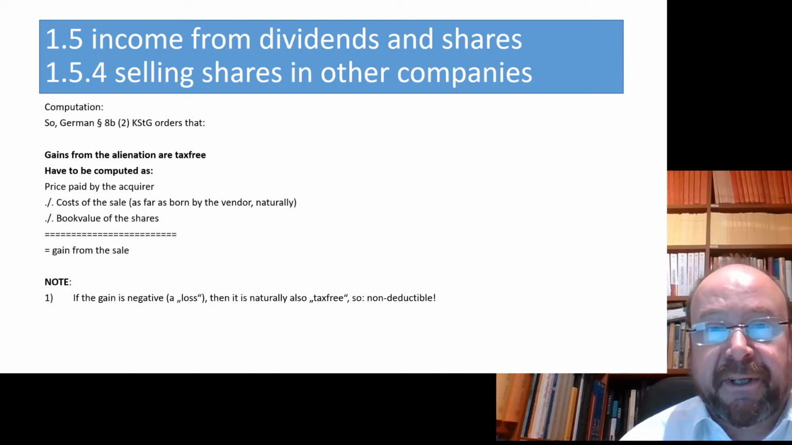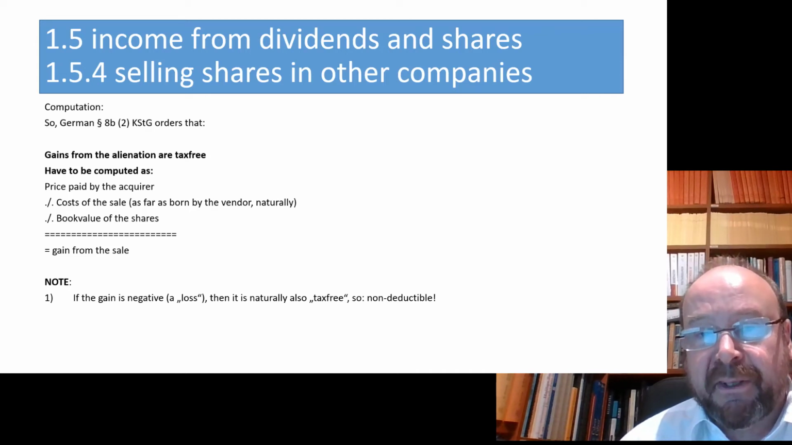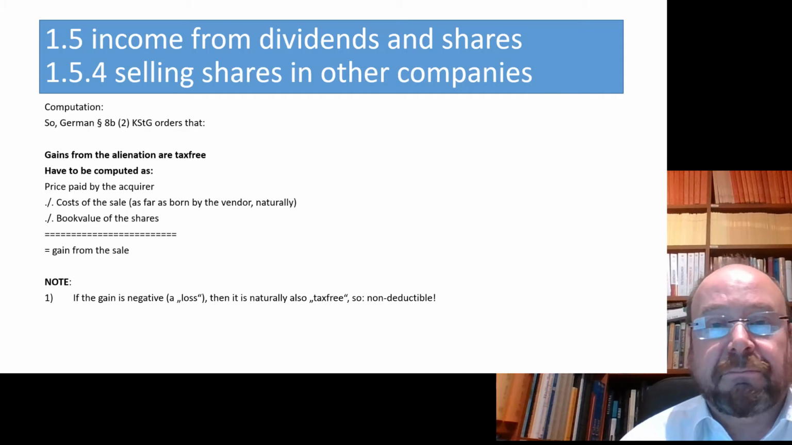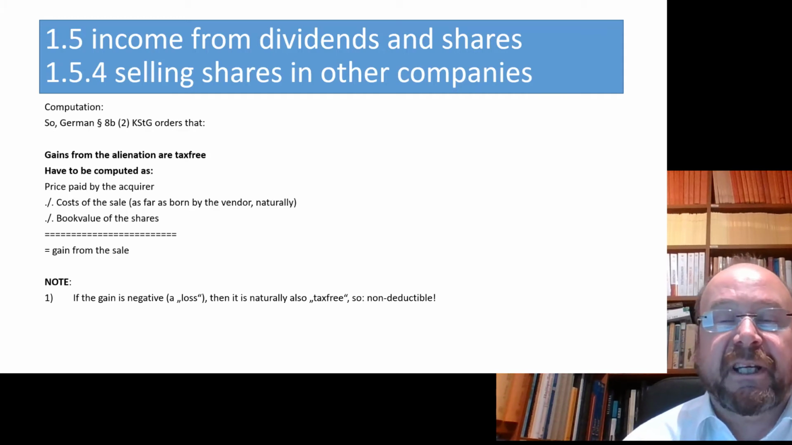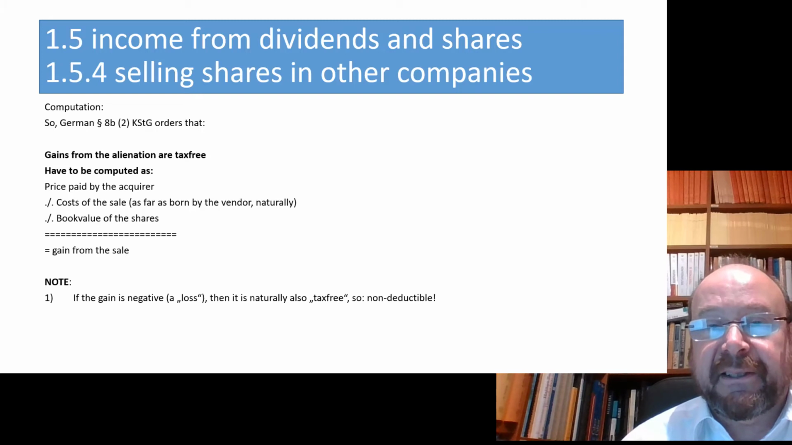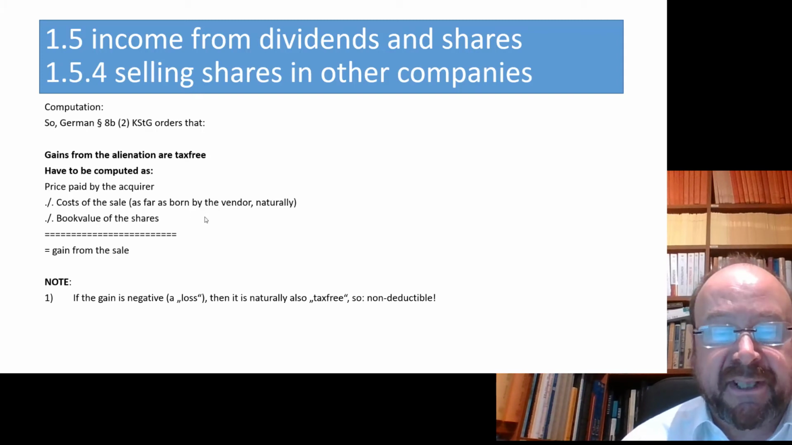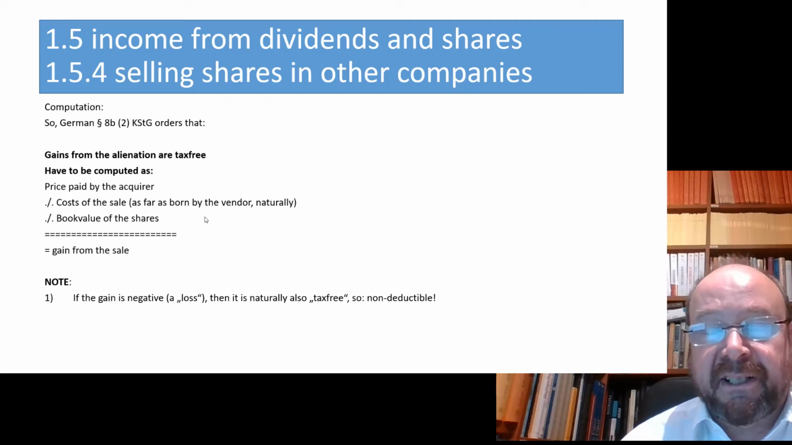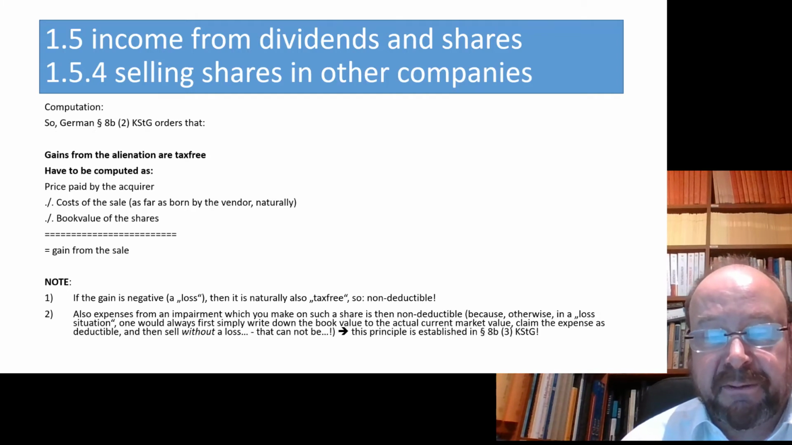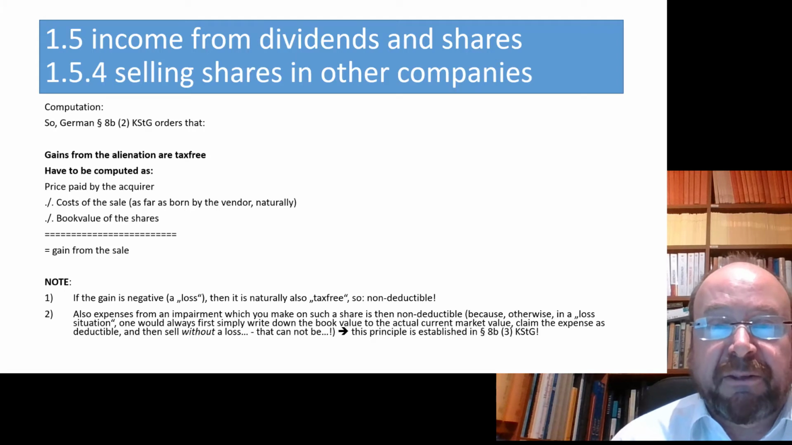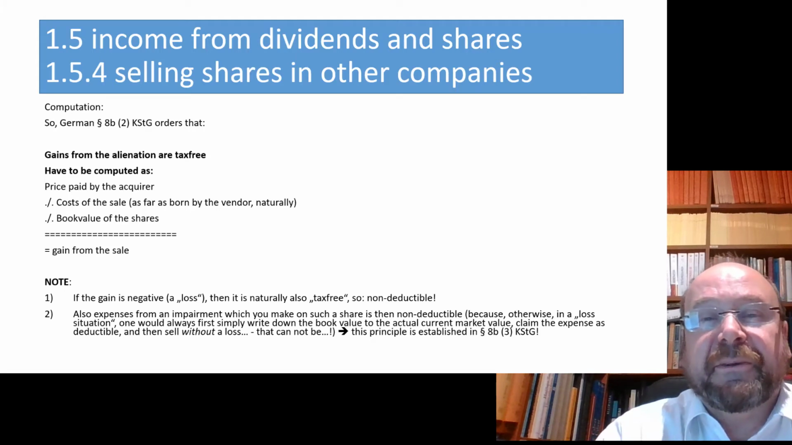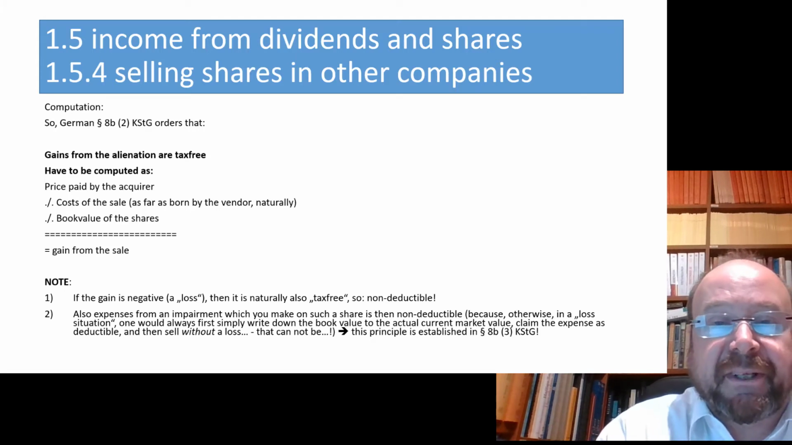That is clarified in 8b3, but it also follows directly from 8b2. The gain is tax-free. That also means a loss would also be tax-free, so not relevant for tax, not deductible. Now, if you are in such a situation, you could use a clever trick.